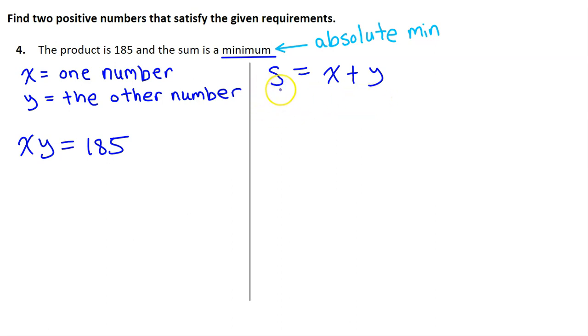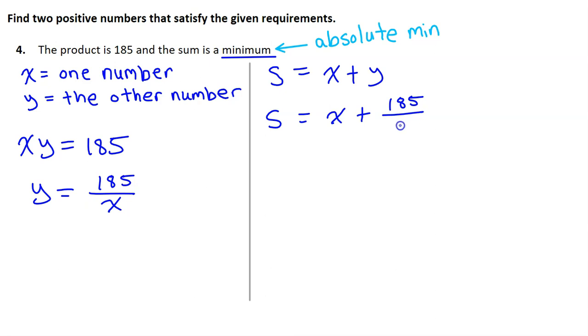But before we go trying to find S prime, we really need to rewrite S in terms of a single variable. That's where the secondary equation comes in. If we divide both sides by X, we get Y is equal to 185 over X. Now we can take this expression and substitute it in for Y. So S is equal to X plus 185 over X, all one variable now.